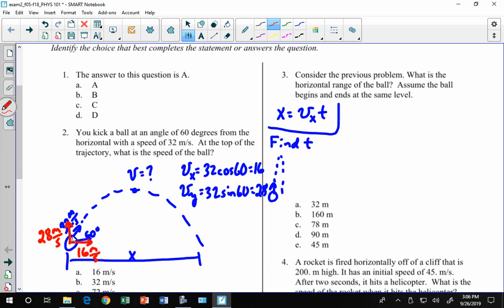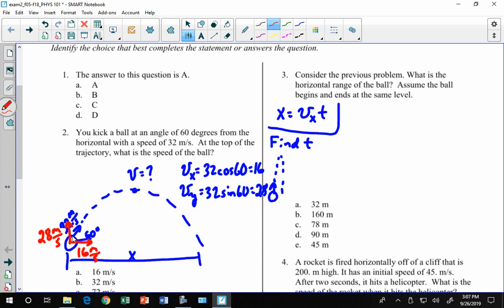That Vy is going to be what I use to find t, because remember your y motion determines the amount of time that the object is in the air. So this is just like taking an object, I throw it up, it comes back down again. Remember to find the time, we use this little trick that the velocity at the top is equal to 0. And if we do that, then I can calculate the time that it takes to go just up to the top. And then I'll double that in order to figure out the total time. So let's go ahead and do that.